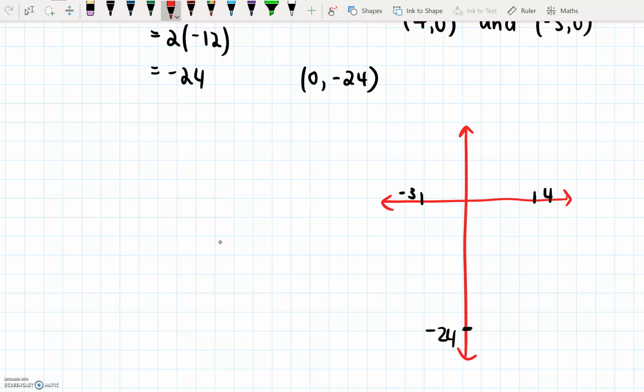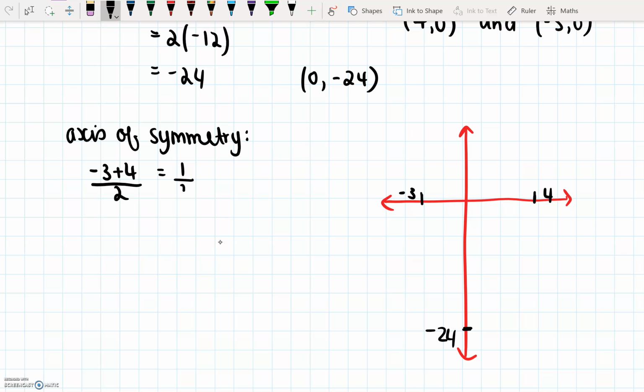There's one more thing we need to find in order to graph a quadratic equation or to sketch one, and that's the vertex. Now the vertex, firstly, the axis of symmetry is halfway between the x-intercepts. Okay, so we have -3 plus 4 divided by 2, which is 1 divided by 2, so we have a half. So the axis of symmetry is x equals a half.